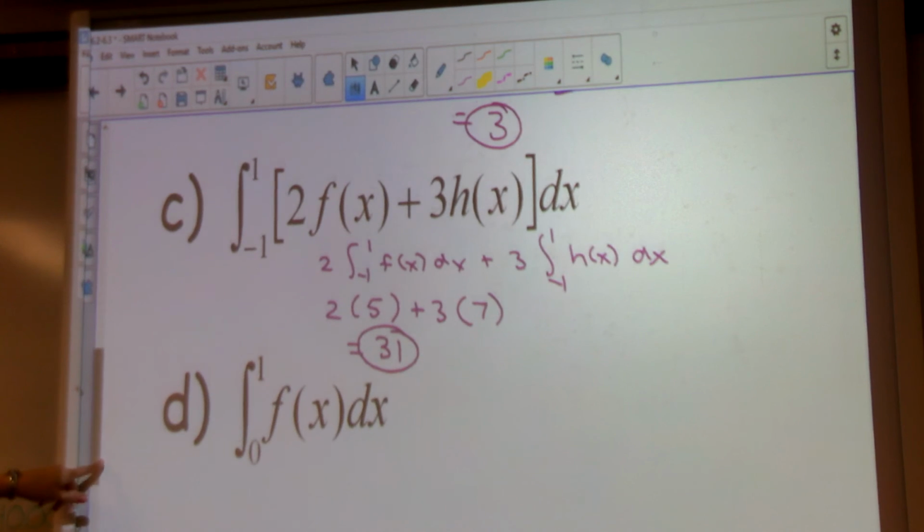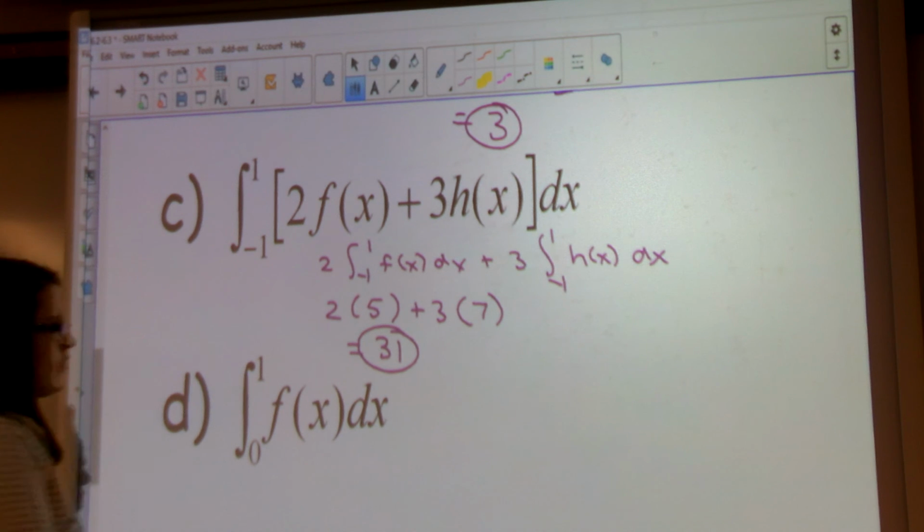The integral 0 to 1 of f of x dx. It's just 2. It's 5 halves. Is it? No, you're not guaranteed it's that. You are told negative 1 to 1, but how do you know it's symmetric? You can't find it. You don't have enough information.